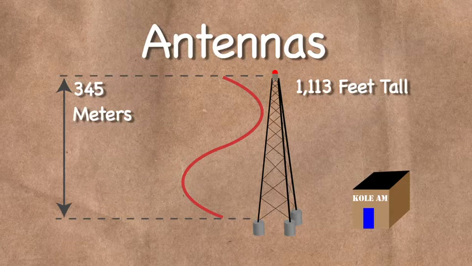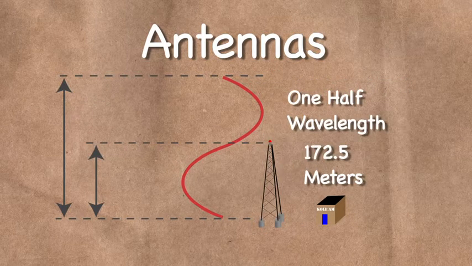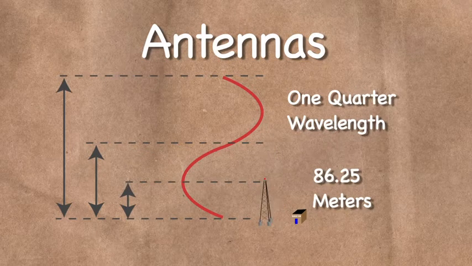This happens quite often in the lower frequencies of broadcasting. The full wavelength makes it impractical to build the equipment, so smaller, more practical-sized components are constructed, using a fraction of the wavelength. The most common ones are 1/4 and 1/2 wavelength. In the case of the AM station's antenna, 1/4 wavelength is used, and the antenna becomes a more manageable 86 1/4 meters, or 283 feet.